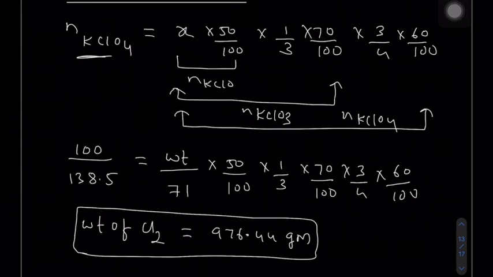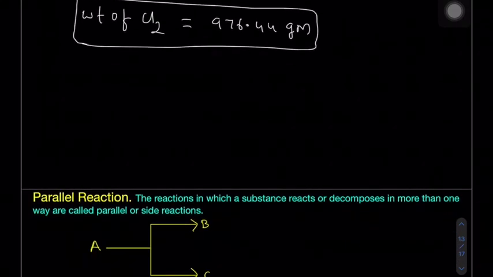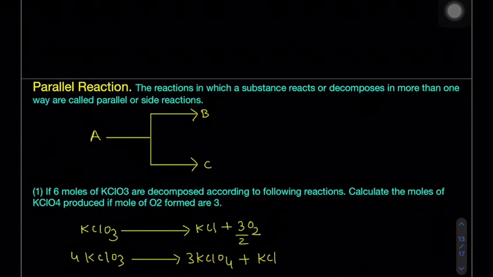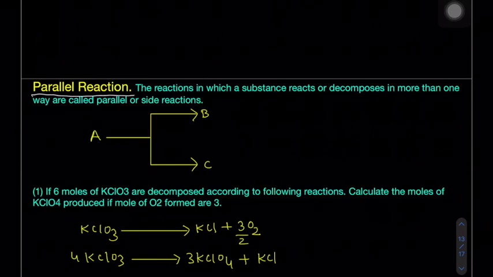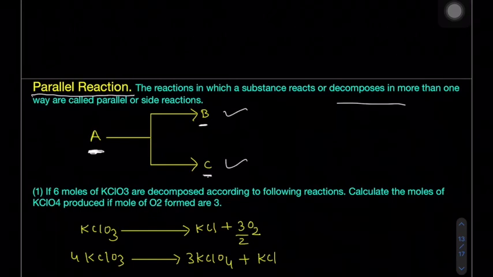Okay, now after that we are going to discuss the second reaction, that is called a parallel reaction. The first reaction is a consecutive reaction or series reaction. The second reaction is a parallel reaction. Parallel reactions are those reactions in which one substance will decompose to give two or more different products. Let's suppose we have one reactant A which is decomposing to give B and also C. This is a parallel reaction, a simultaneous reaction.